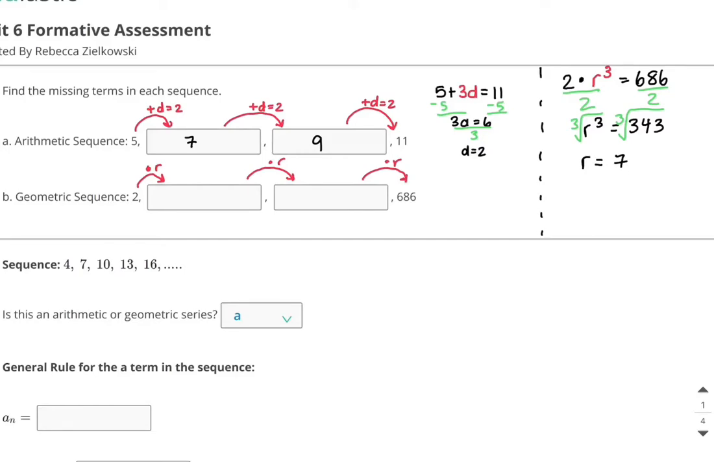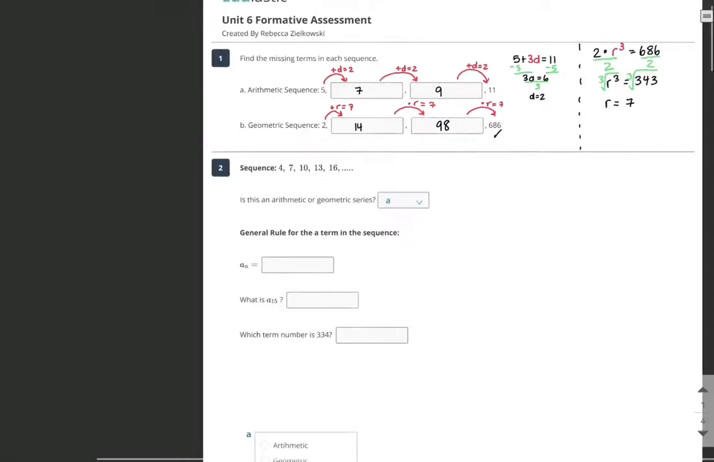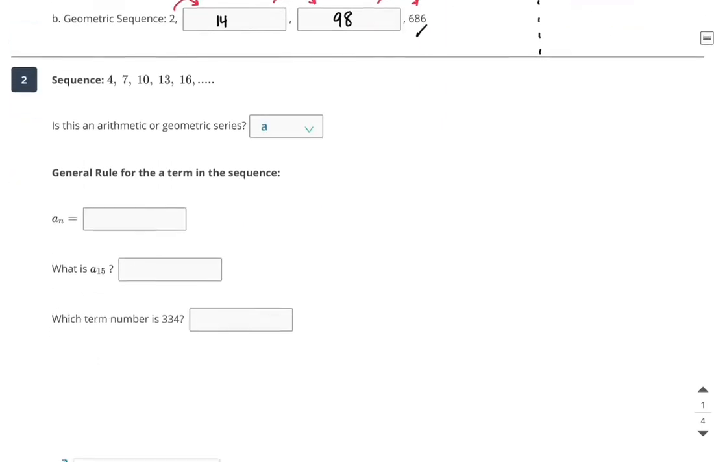From there, I know r is equal to 7, so every time I go from term to term, I'm going to multiply by 7. 2 times 7 gives me 14. 14 times 7 gives me 98. And then 98 times 7 should give me 686, and it does. And that's how you do number 1.